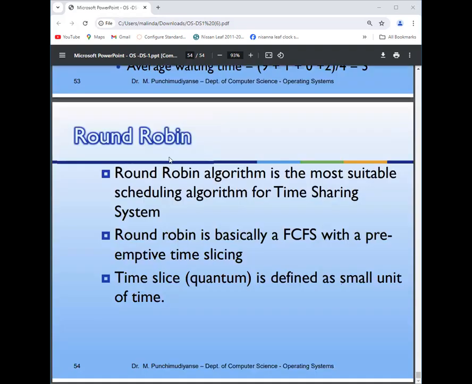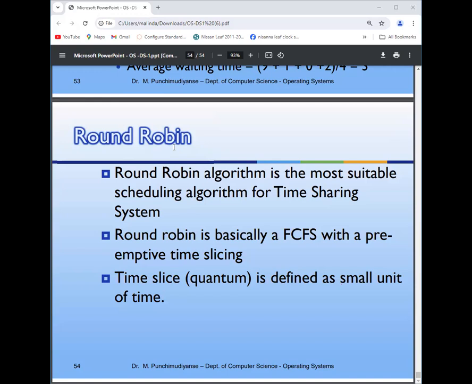And the final one is called round robin. So round robin is sort of, a robin is a small bird, right? So it generally goes around places and it comes back to the same place where it started. So that is why this particular algorithm is named round robin.